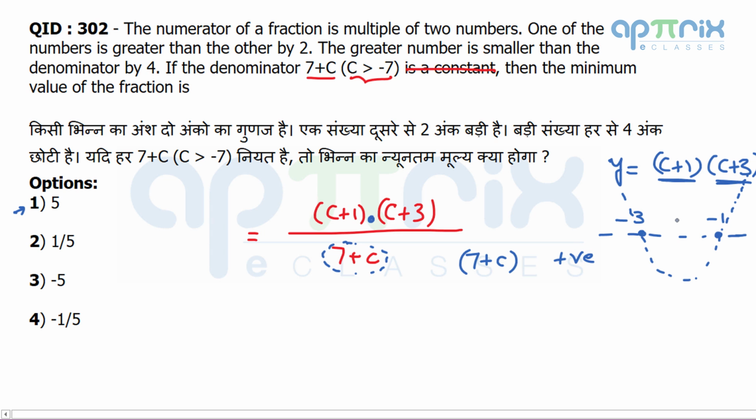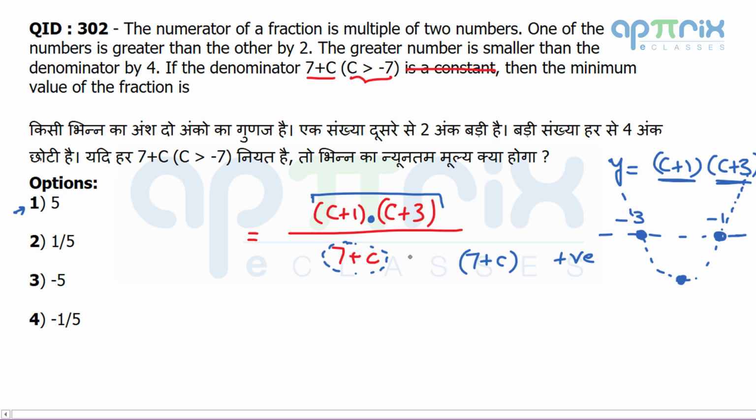So this will be an upward parabola. The structure is called a parabola, but do not get into too much technicality. It is clearly 0 at minus 3 and 0 at minus 1. Now this function will take a minimum value, right? And that minimum value you can easily identify.